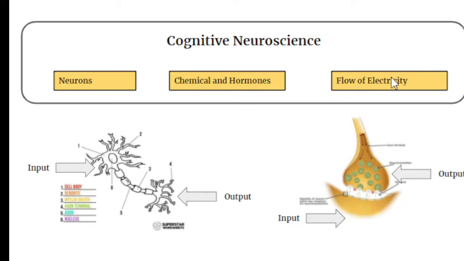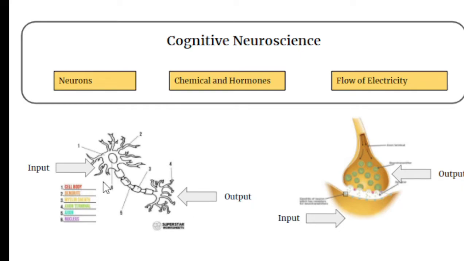Now, why chemical and flow of electricity? Let's understand the basic concept of where chemical and electricity come in. As I said, these are the neurons. This is a single neuron. And for the sake of simplicity, I have put here that this is the input part. That means the neuron receives the signals from other neurons through these parts, and this is the output from which it basically sends the signals to another neuron.